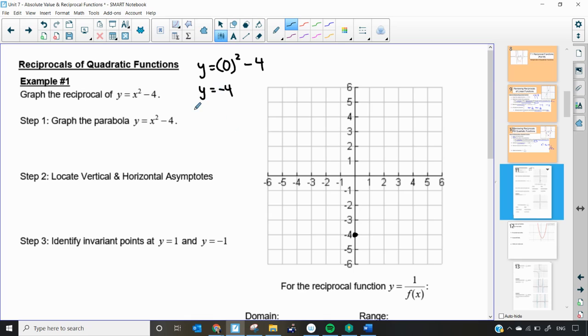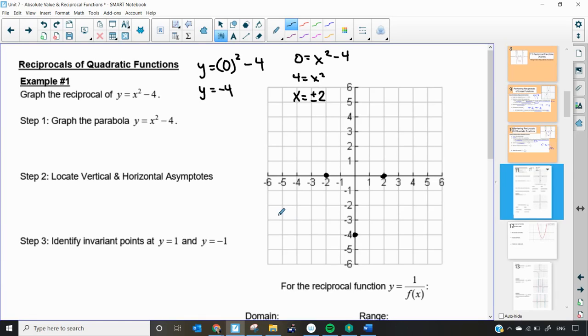Now for x-intercepts, we're going to let y equal 0. So 0 equals x squared minus 4. We're going to rearrange. So we have 4 equals x squared. And when we square root, x is going to equal plus or minus 2. So that means we're going to have x-intercepts at +2 and -2.